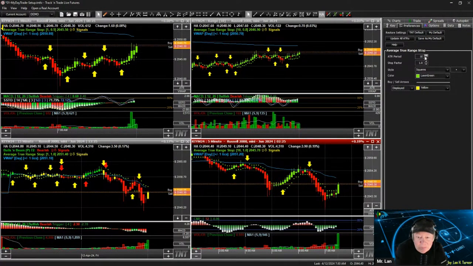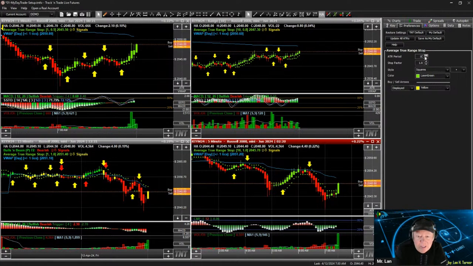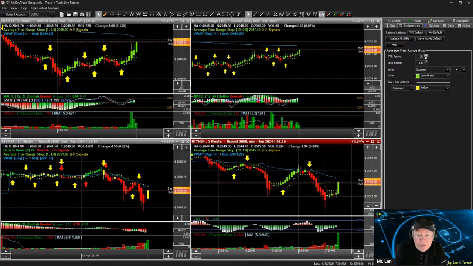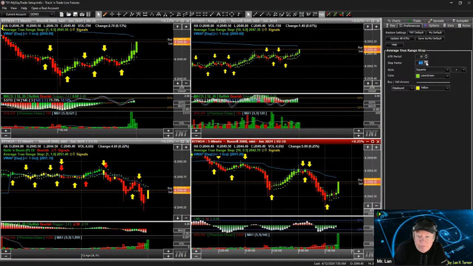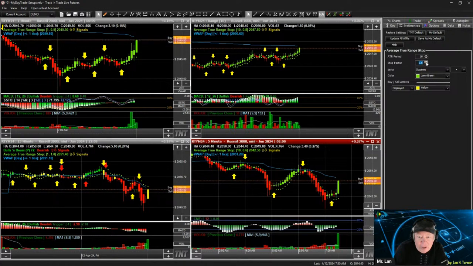Now, what that does, it pulls the indicator away from the market in the beginning, and then it still accelerates up into it a little bit towards the end. But by doing that, you can see even down here on the 5 minute chart how you can control that and how it pulls it away a little bit.